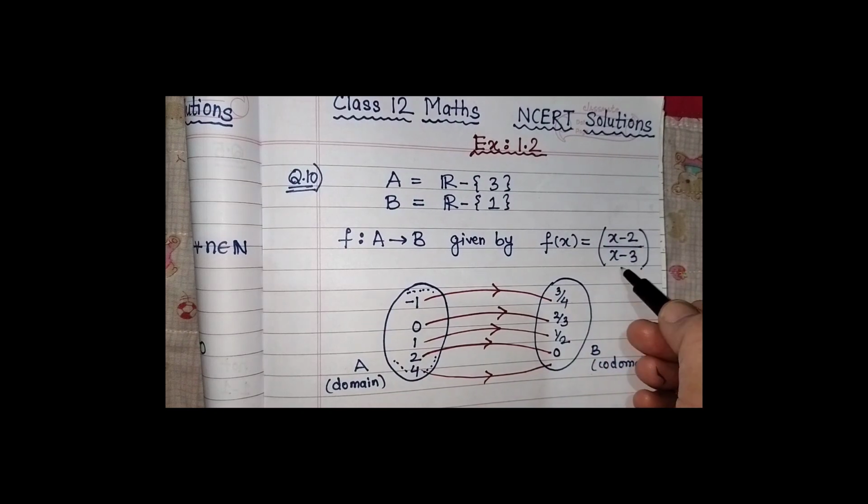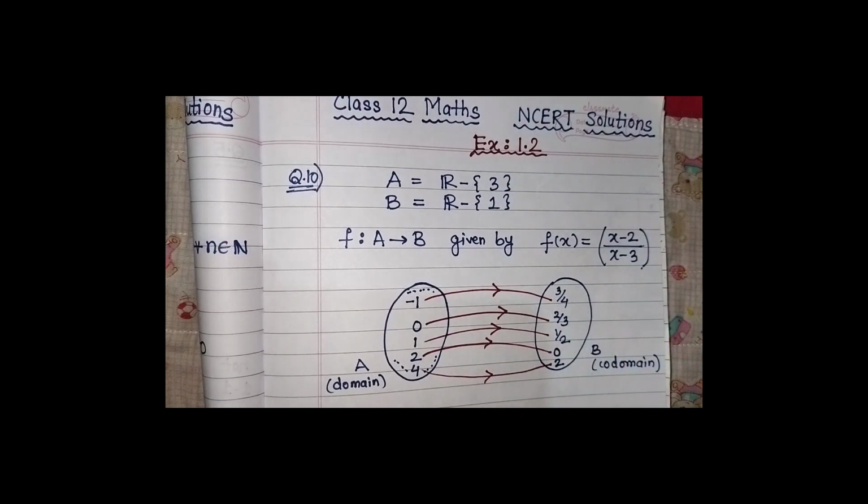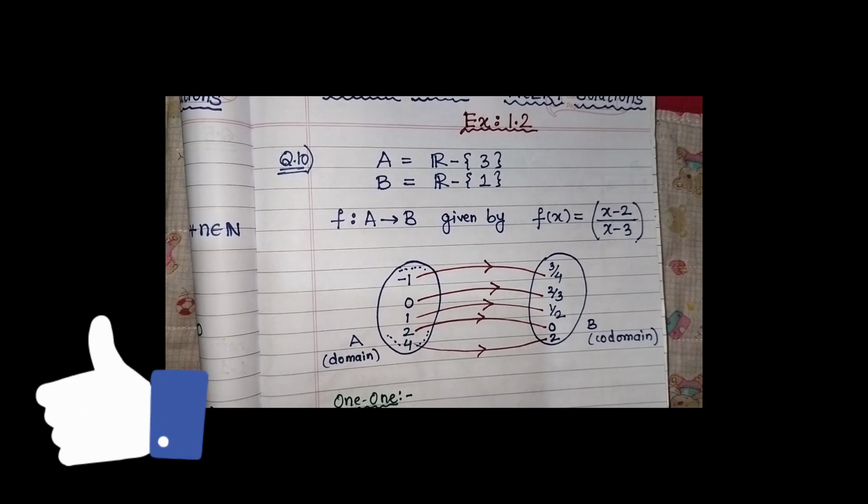So 4 minus 2 कितना हो जाएगा? 2. In the denominator you will get 1. So this is 2. Okay, so like this it will map to all the numbers. So now you have to check whether this is 1-1 and onto.